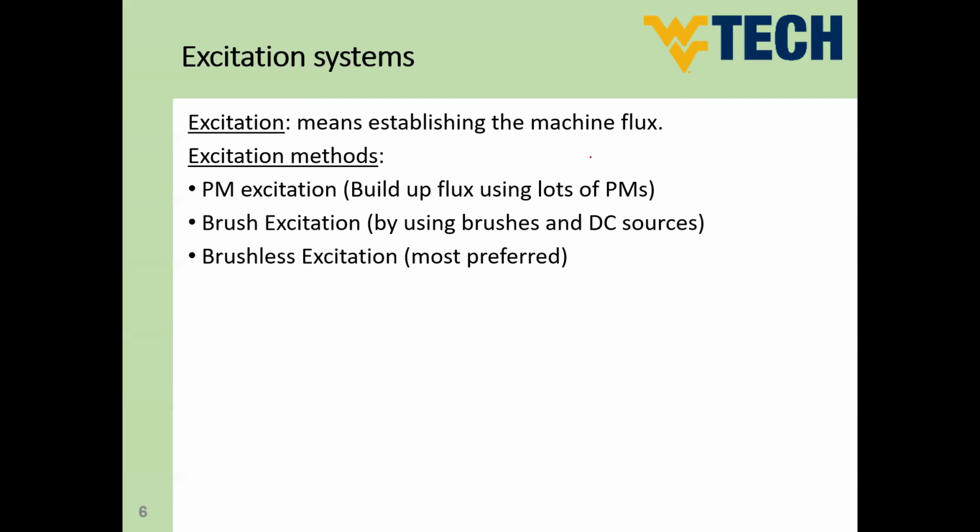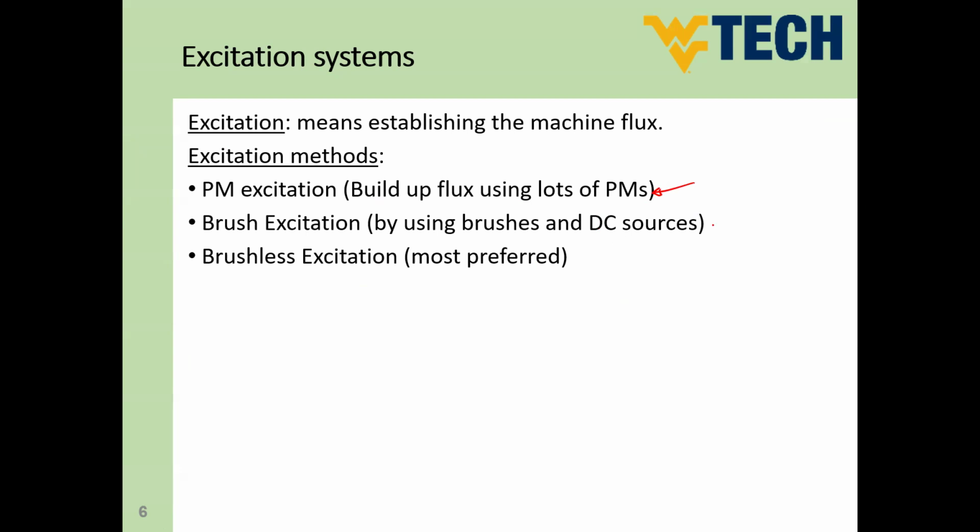So what are the excitation methods we have in synchronous machines? We have permanent magnet excitation. Permanent magnet excitation doesn't mean that the machine is a permanent magnet machine. However, we can use the permanent magnet to establish the flux of the machine and build up the flux inside the windings. In this case, guys, permanent magnet excitation uses a huge number of poles along with some windings to create this type of excitation. And we don't prefer it in large synchronous machines.